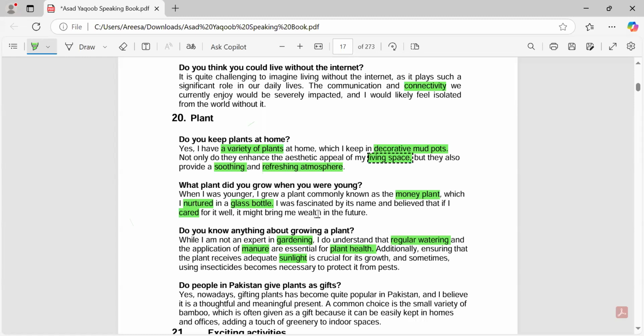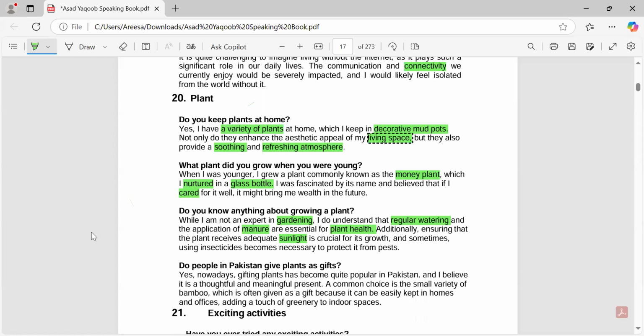I think money plant was referred to in this context as used to sell different kinds of plants so as to get money. Can anyone explain more about what type of plants money plants are? Nurtured is another word. Cared. None of us used these two words in today's speaking practice, and these are also words we can use: nurtured, cared, glass bottle, mud pot. So this is how this book can help us.